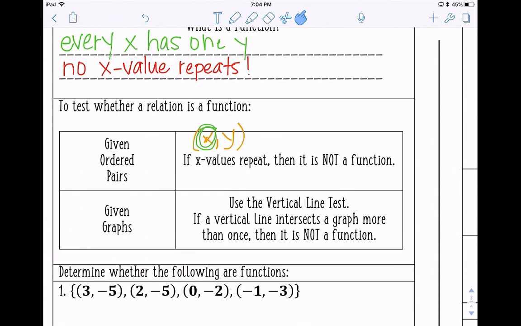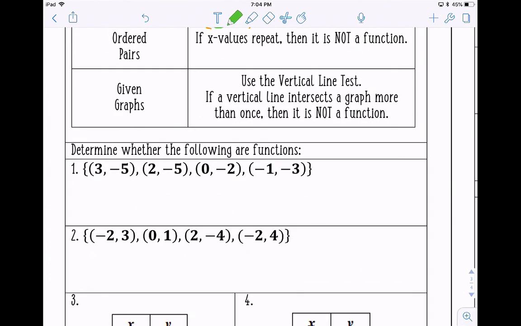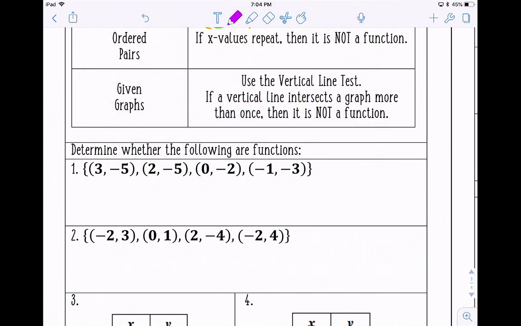Okay, so the instructions are just to determine whether the following are functions. All we're doing is looking at a set of ordered pairs, identifying the x's, and seeing if any of them repeat. If I look at this set of ordered pairs, we have an x of 3, an x of 2, an x of 0, and an x of -1. None of those repeat. They're all different, so this would be a function.